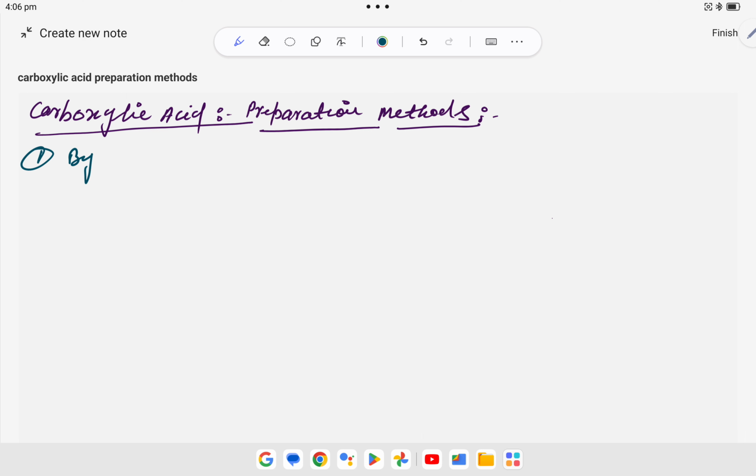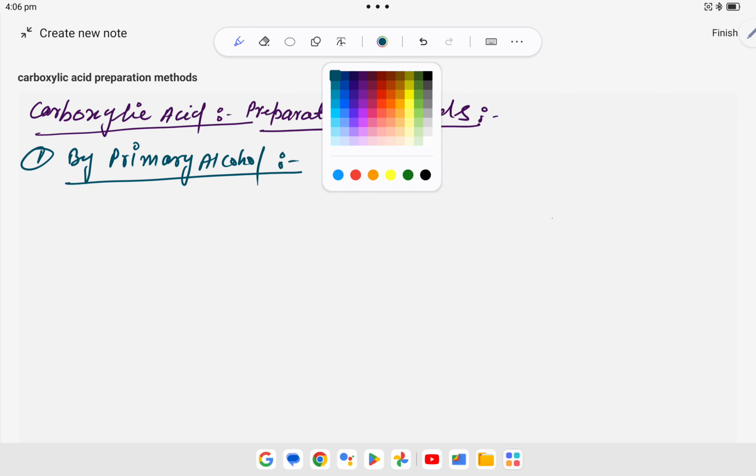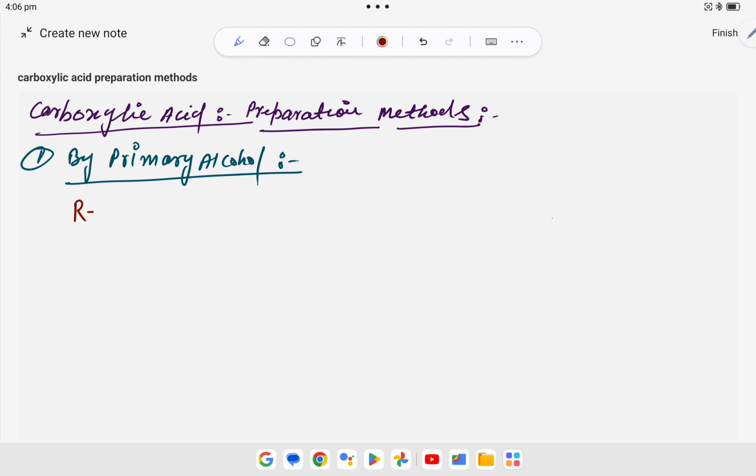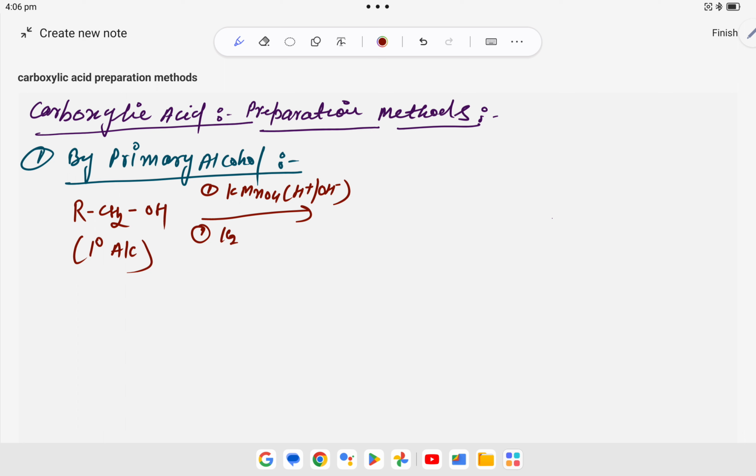the first method is by primary alcohol. If you are using primary alcohol, RCH2OH, that is our 1 degree alcohol, and you apply a strong oxidizing agent like KMnO4 in acidic or basic medium, or K2Cr2O7 in basic medium, or Jones reagent, CrO3 plus H2SO4, then they are converted into carboxylic acid.